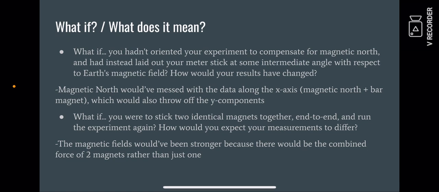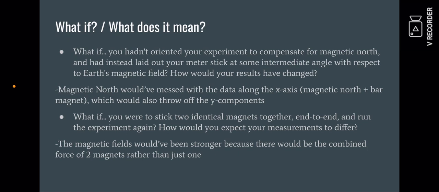And so for the what-if questions: what if we didn't orient the experiment to compensate for magnetic north and instead laid out the meter stick at some random angle with respect to the magnetic field? How would that have changed the results? The magnetic north would have messed up the data along the x-axis because we would have accounted for magnetic north plus the bar magnet, which would also have thrown off our y components.